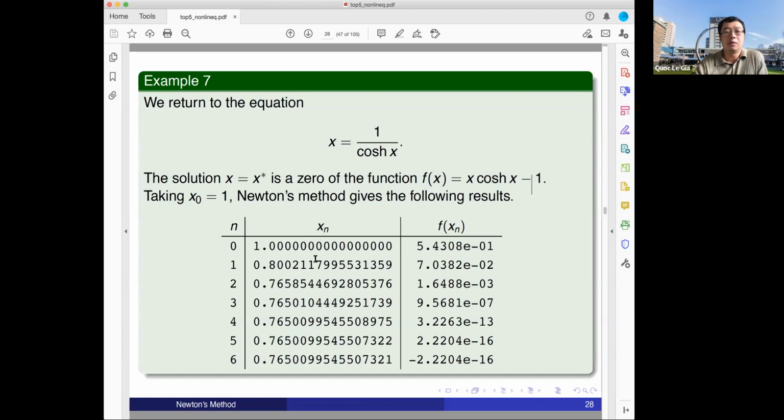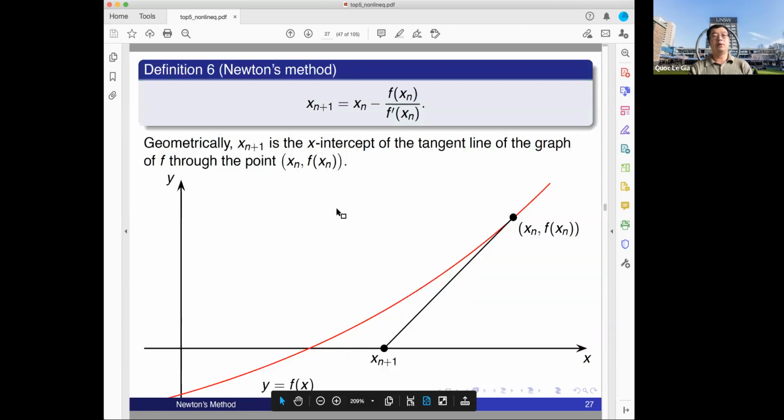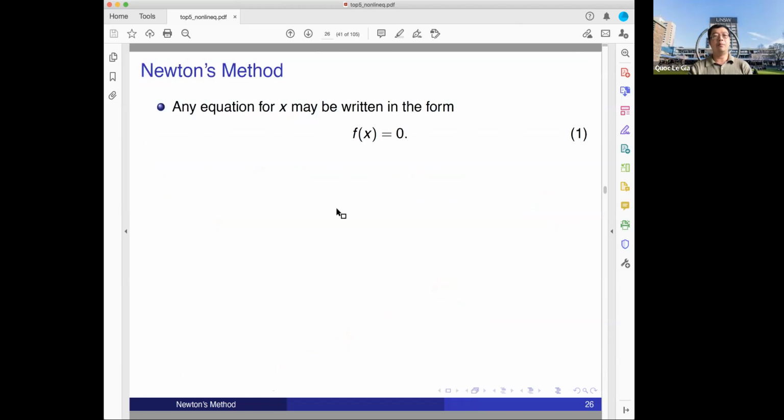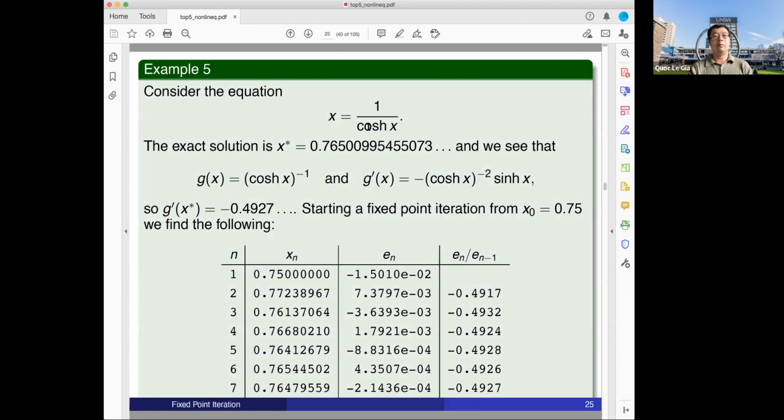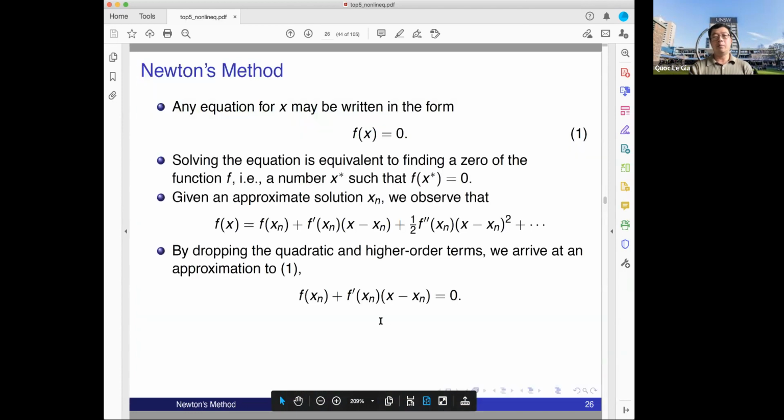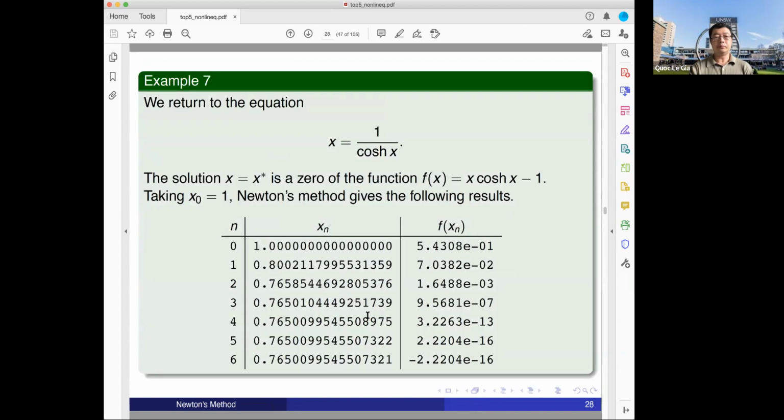Then you see that after only a few iterations, after 6 iterations, it goes down very close to machine errors. So 6 iterations, it goes down to machine errors. Before, for the fixed point iteration, with the same equation, after 7 iterations it's still like 10 to the minus 4, right? So you see, Newton method is faster than fixed point iteration.